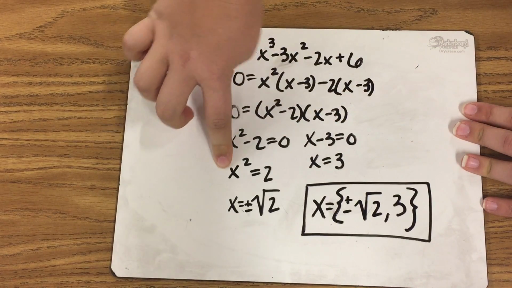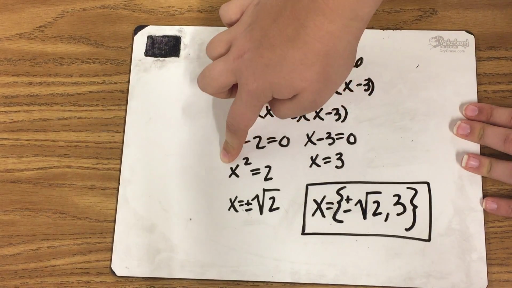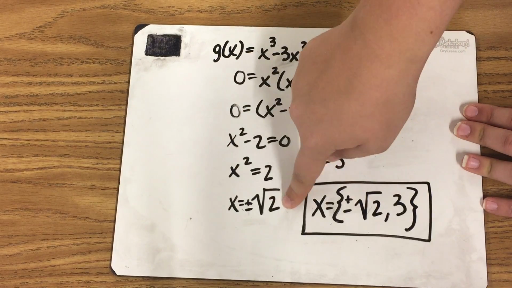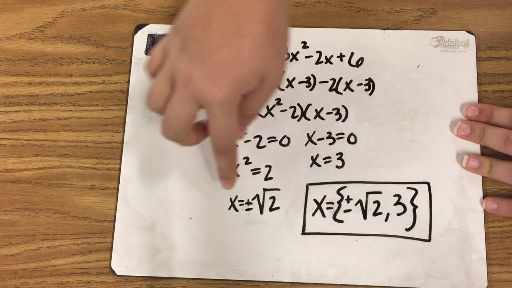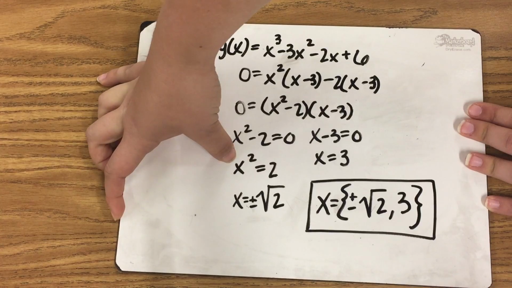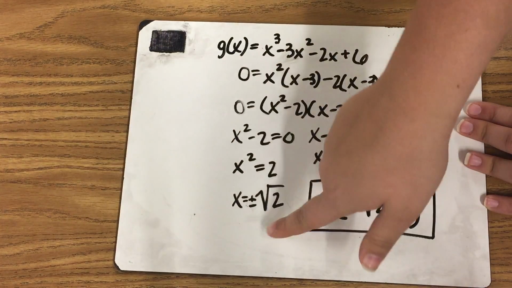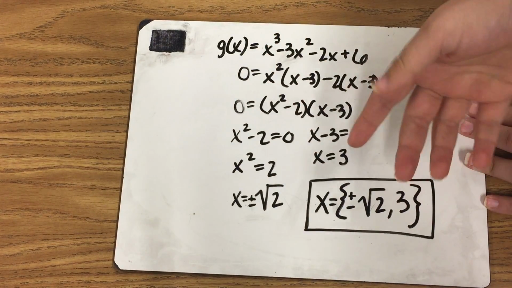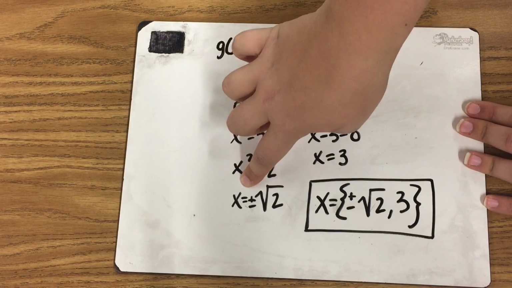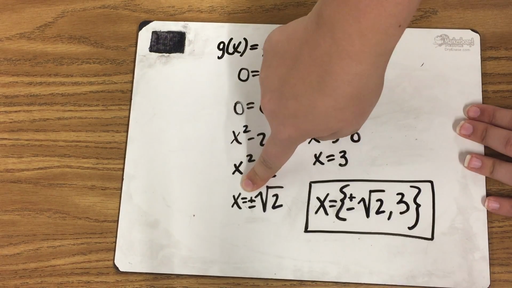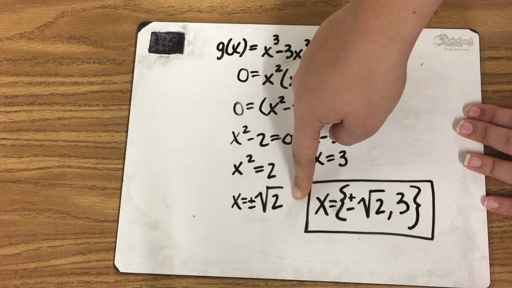Then you'll have to square root it to make this x by itself. So when you square root it, you'll get the square root of 2. But since it's squared, it can be plus or minus, because if you square something, no matter if it's positive or negative, it'll end up being positive. So this x would be plus or minus square root of 2.